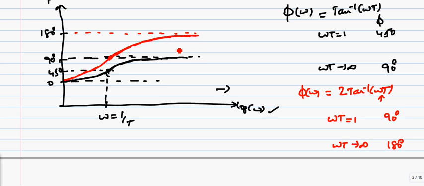This plot corresponds to 1 plus j omega t, that is a single zero on the real axis, and this one corresponds to two single zeros with the same corner frequency on the real axis.